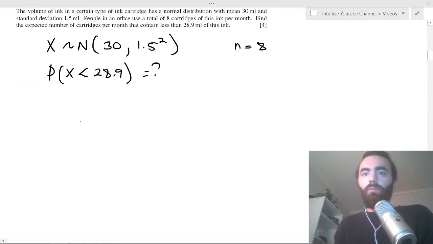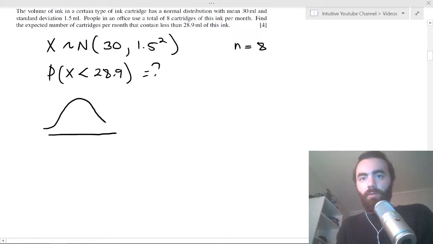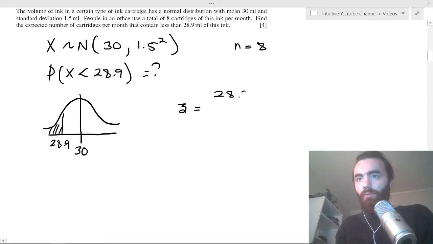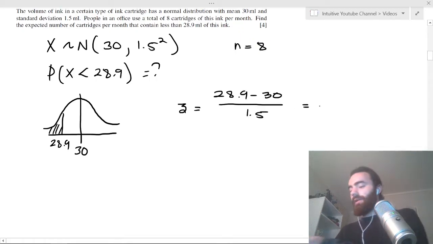So let's find this. Well, what we do again is we draw out the situation. We have this normal distribution, and this is 30, and this is 28.9. We want this area here, like before. So let's find the corresponding z-value. Well, this is 28.9 minus 30 divided by the standard deviation, which is 1.5. Put that into our calculator.